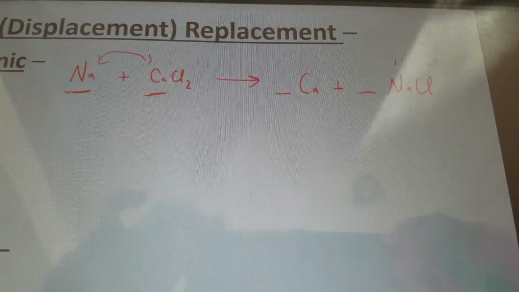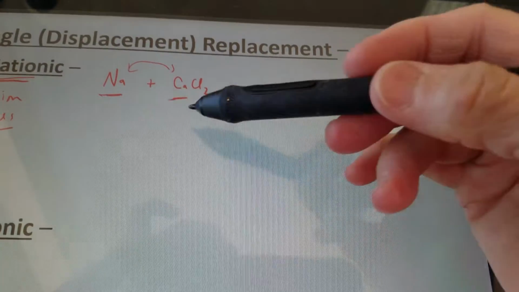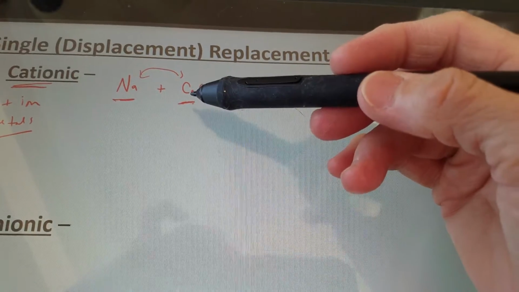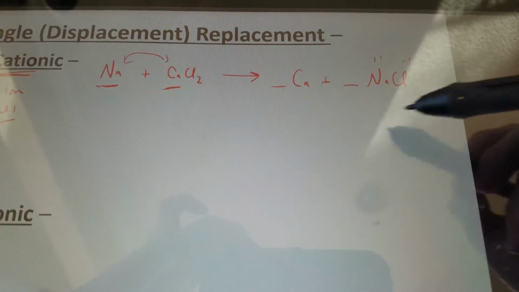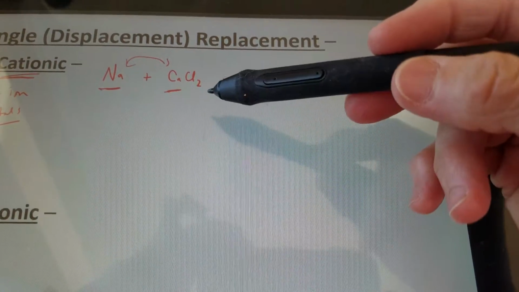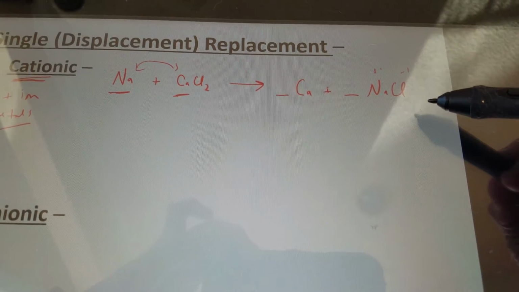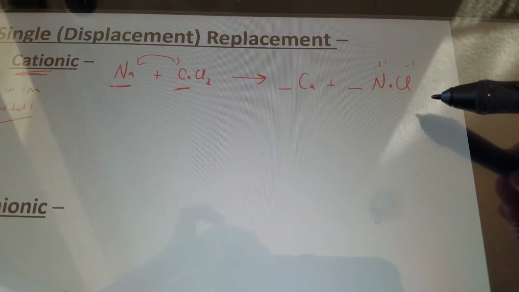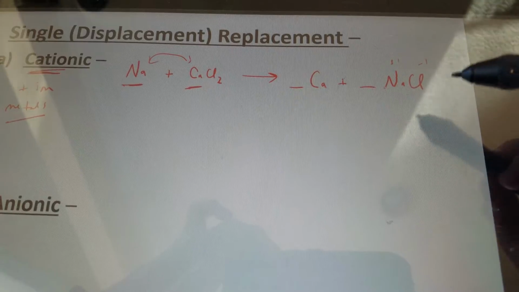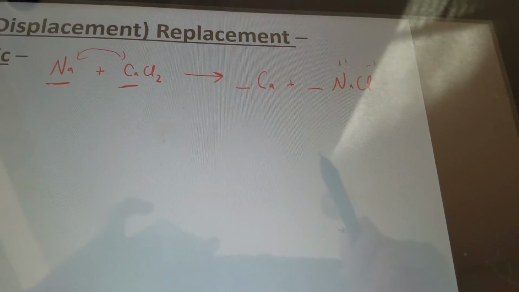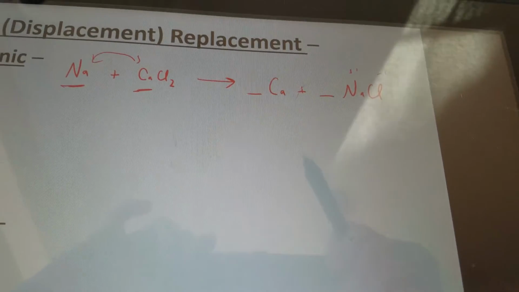Sodium would have a positive charge, so it's got to change places with the positively charged element in the compound. And this is what we're going to get. Remember, don't carry the subscript over unless it's part of a polyatomic ion. You need to see and make neutral compounds on both sides. And again, of course, you'd balance this.